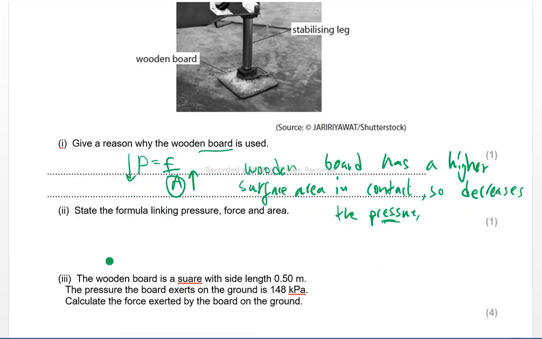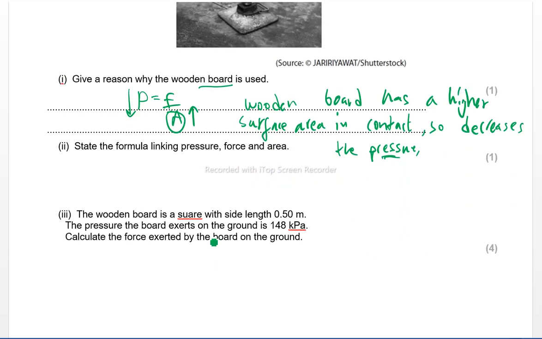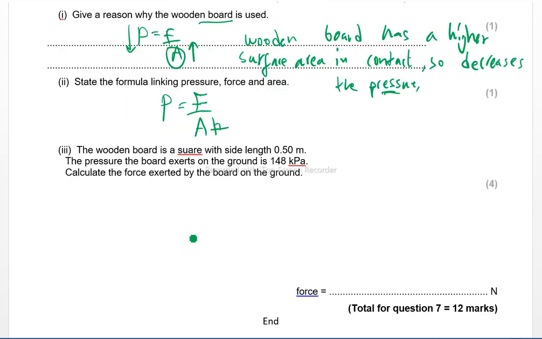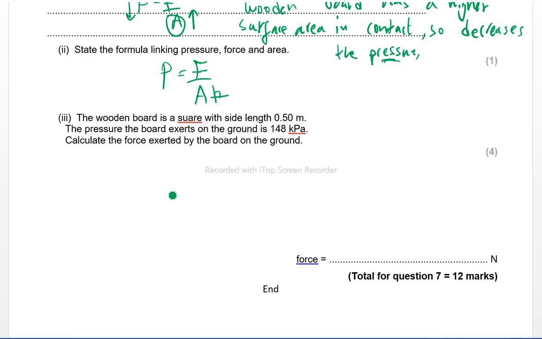Next question. State the formula linking pressure, force and area. So pressure is equal to force divided by, actually it's the perpendicular area. Okay, even though they don't say it, you have to understand it has to be the perpendicular area, right? So the wooden board is a square. I'm sorry about the spelling mistake, children. It's a square with side length 0.5. So if you have a square of 0.5, the area of that will be 0.5 into 0.5, right?